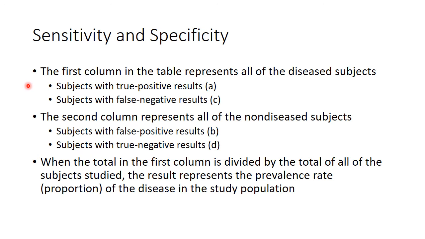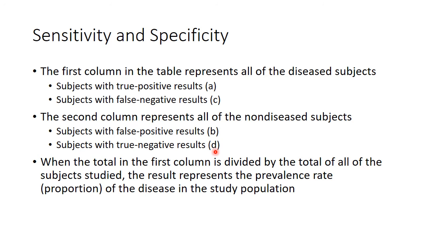So again, as I mentioned, all the people in that first column are going to be everyone who has the disease state. So A and C are all the people who either had a true positive test result in A or had a false negative result. They still had the disease even despite the fact that the test was incorrect in the case of C. The second column is going to be all of the non-disease subjects. That's going to be people who had a false positive result, B, and again, this is an incorrect test result, and then all the people who are true negatives. So again, they did not have the disease and had a negative test.